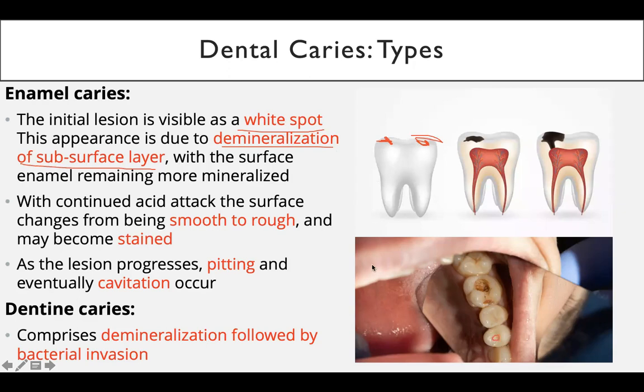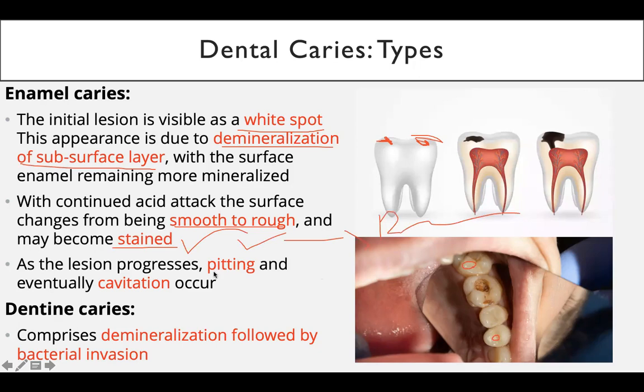This looks relatively whiter, if your brightness is good. The white spot is there because of the demineralization of the subsurface layer. With continued acid attack, the surface changes from being smooth to rough and may become stained. Stained means there will be coloration, which can be yellow to black or brown, anything.